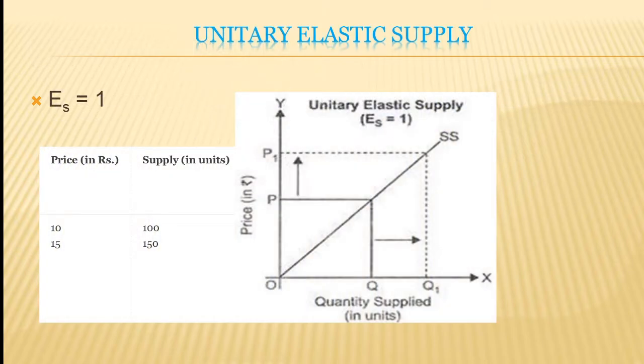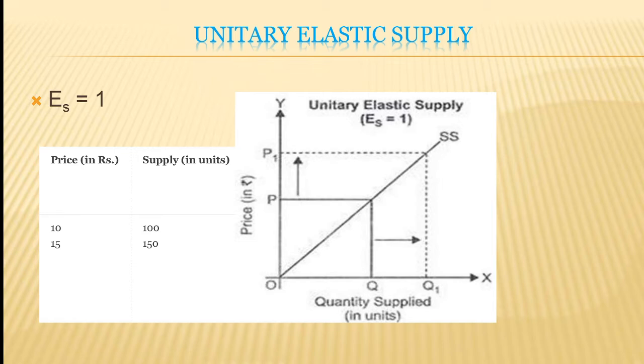It is the same for every product: petrol, diesel, cars, vehicles, two-wheelers, everything. If the price of petrol is increasing, demand will come for diesel vehicles. And now the government is concentrating more on electric vehicles. Like that, unitary elastic supply will be the same.